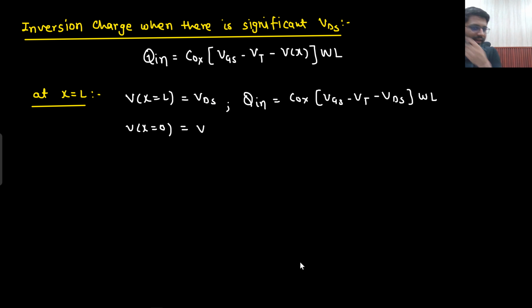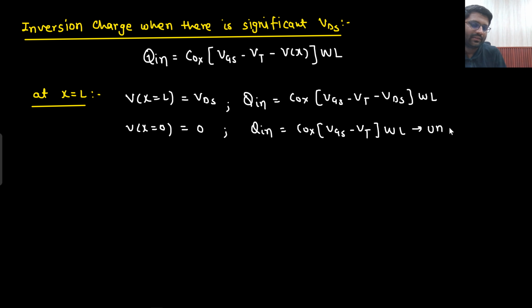So in a very crude way I can write down this particular thing, and at x equals to 0 the Vx value is 0 volt only. So what will be the inversion charge? That would be Cox (Vgs minus Vt), and this value will be W into L. So you can say that it is unchanged.